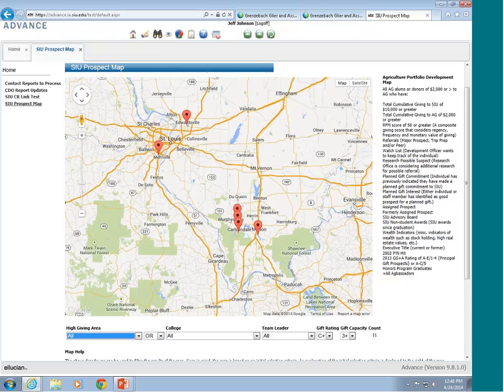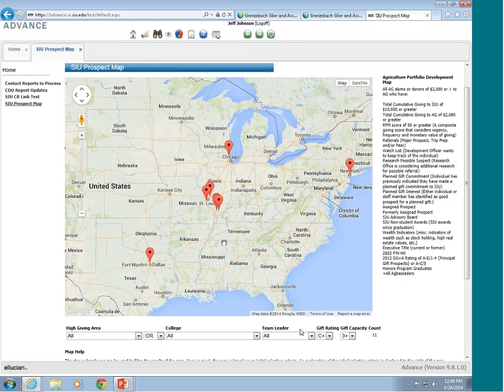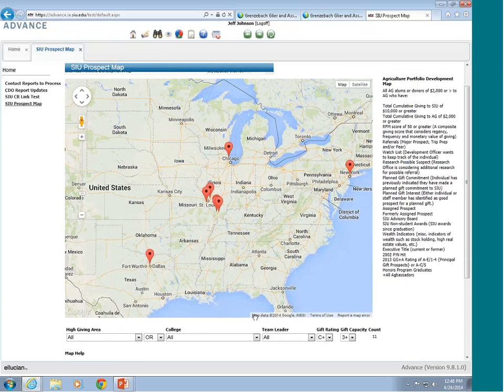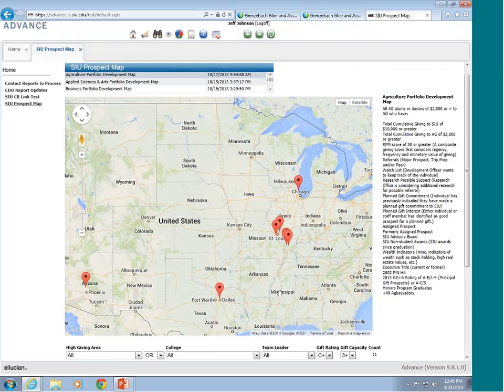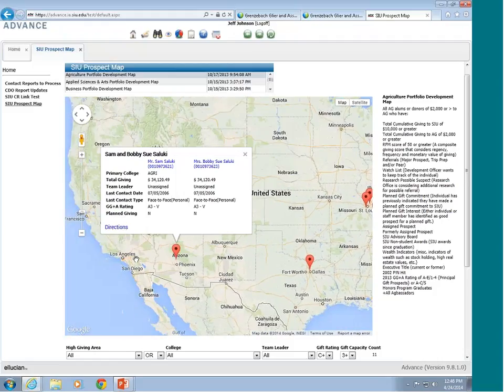All right, so what I've done now is a selection where I wanted the College of Ag, and they have a gift rating of C+ and a capacity of 3+. Again, how that all ties out is down here in their help. So we'll just pick somebody. We'll go way out here at Arizona. So this is an information window, and whenever they click on the pin, it pops up this person.